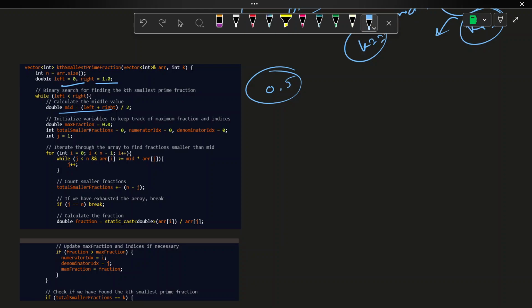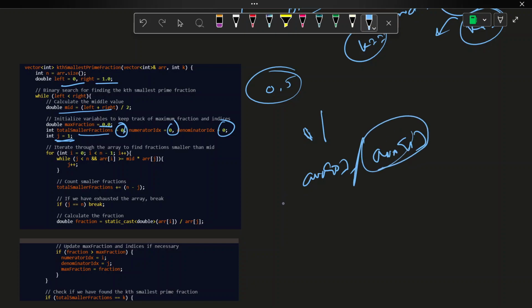Okay, so maximum fraction is 0 initially and total smaller fraction is 0 initially, and numerator index is 0, denominator index is 0, and j is equal to 0. Why j is equal to 0? Because those fractions will always start from array of 0 by array of 1, right? So that's why I started from j is equal to 1 always.